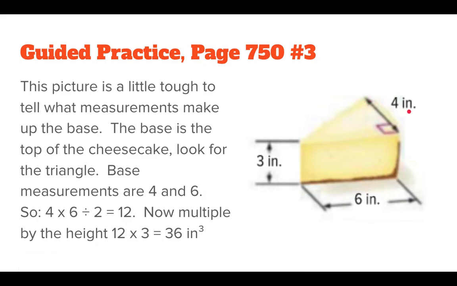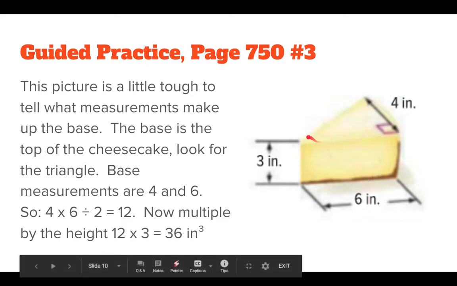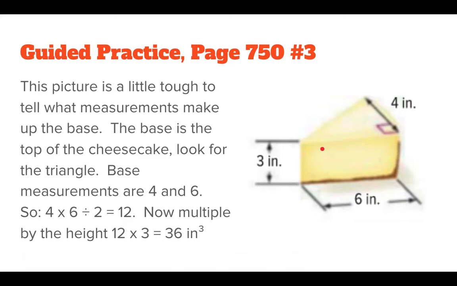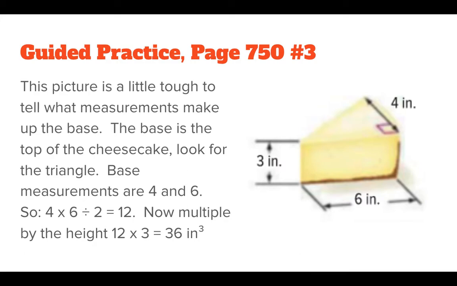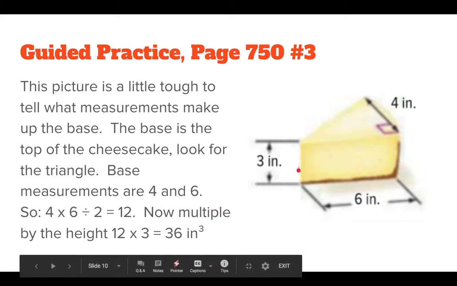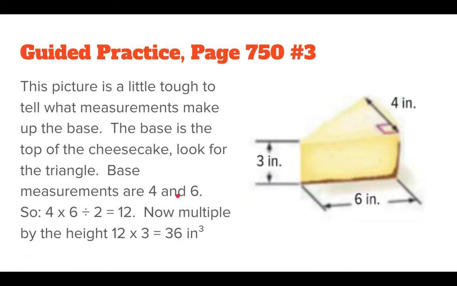I know I've got 4 as a triangle height. So again, I'm just working on the base. And I've got 6, which could be written up here as well. Make it easier if they wrote it up here. So I need to find the area of this triangle, which is 4 times 6 divided by 2. 4 times 6 is 24, divided by 2 is 12. All I have to do after that is multiply by the height. 12 times 3 is 36 inches cubed.